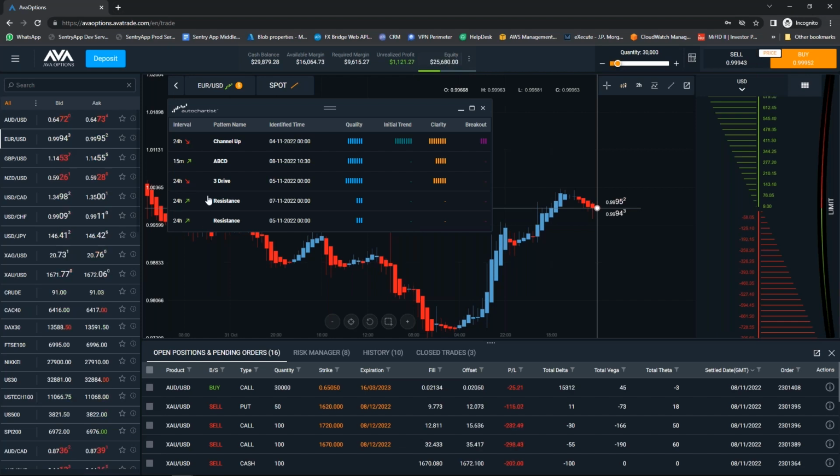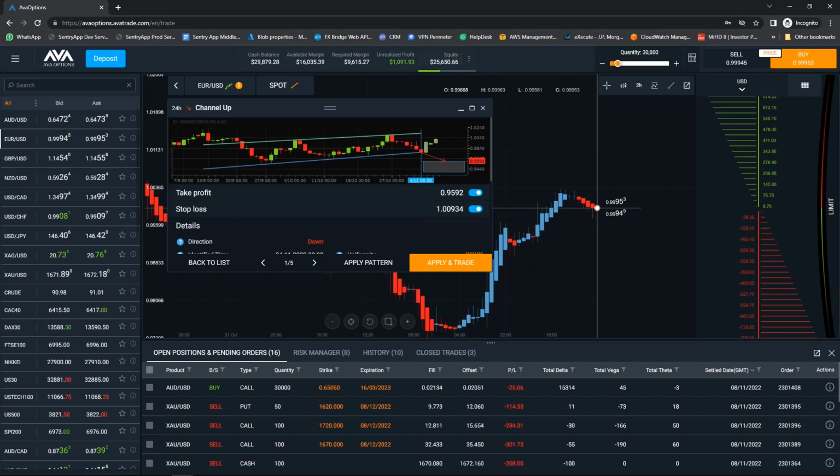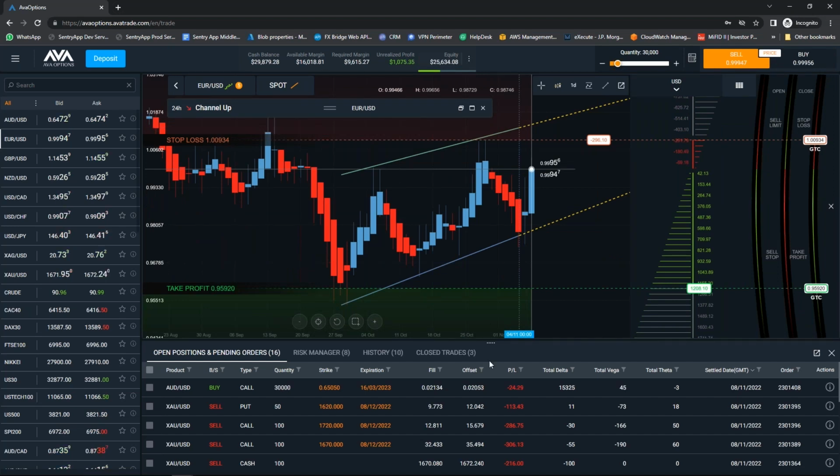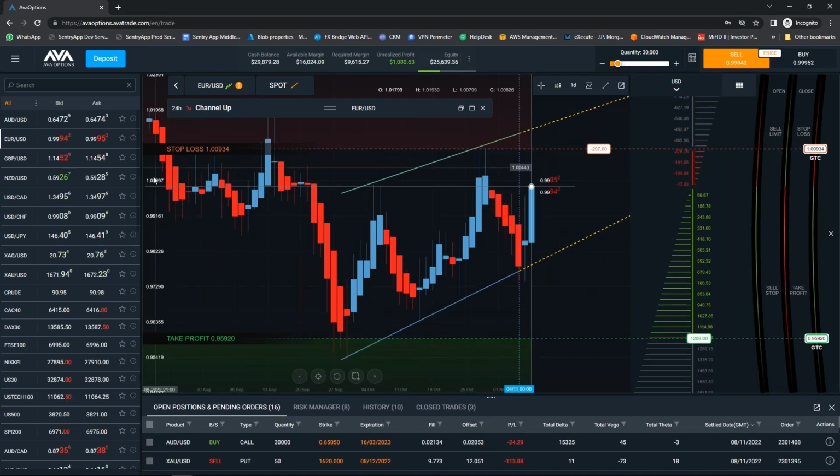So we've got a whole bunch of daily signals. We have a channel up signal on the daily chart. I click that. It says, looking at a daily chart, there's a channel. The market's been moving steadily higher within that channel for Eurodollar, but it saw a breakout. Let's look at the pattern here. If I click apply, it'll put it right into our chart.